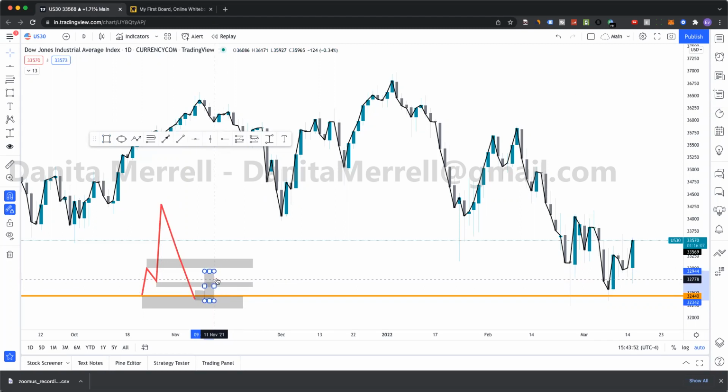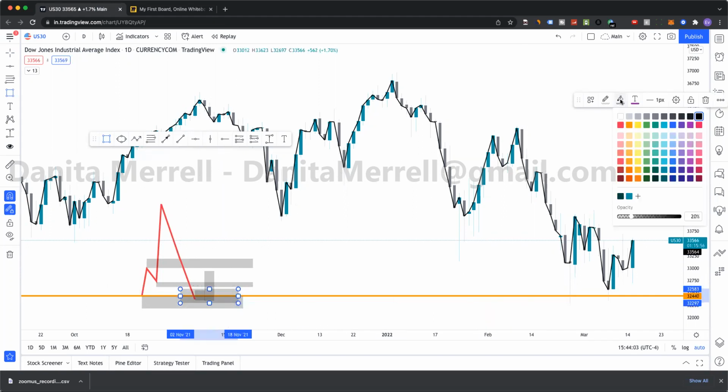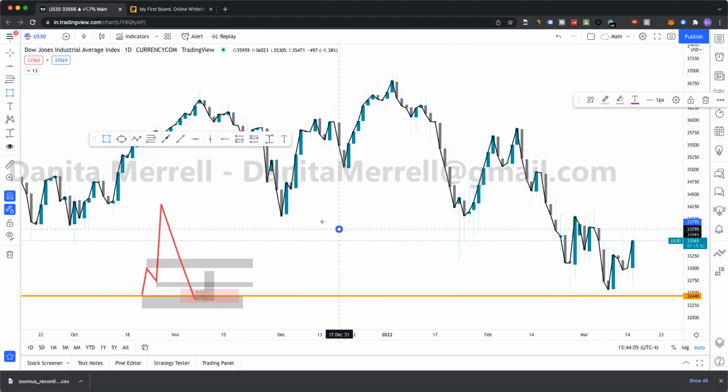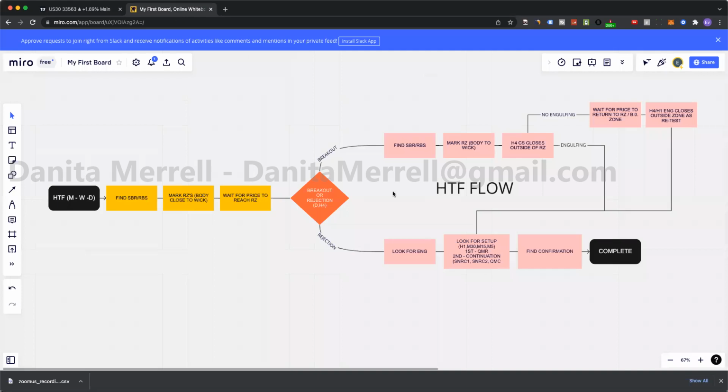Okay, we're rejecting that support level within our engulfing pattern. At this point, since we have our engulfing, we can look for our setup. So here we're going to be looking for our setups in H1, M30, M15, M5: your first QMR or your continuation. Okay, so let's say you miss it and there's a continuation pattern, we can take that.